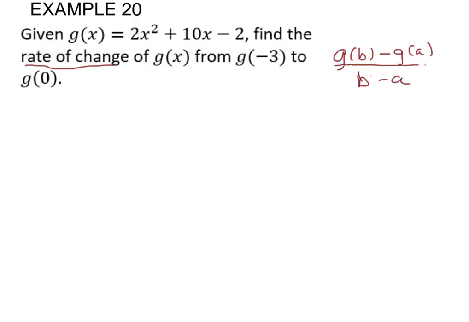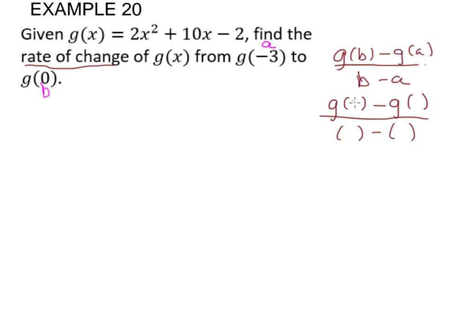So we pull out a and b. The first one here is a, the second one is b. So we need to set this up now. Okay, so we're going to take g, we're going to plug in what b is, and g plug in what a is. Let's erase that. All right, all over whatever b is minus whatever a is.